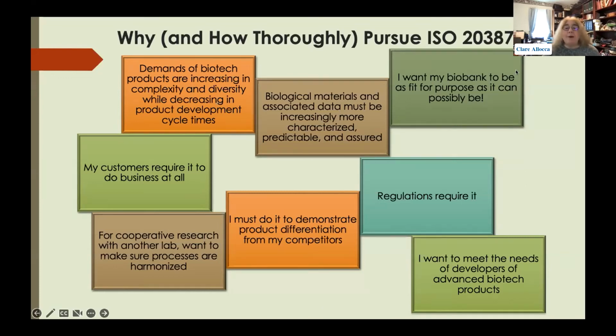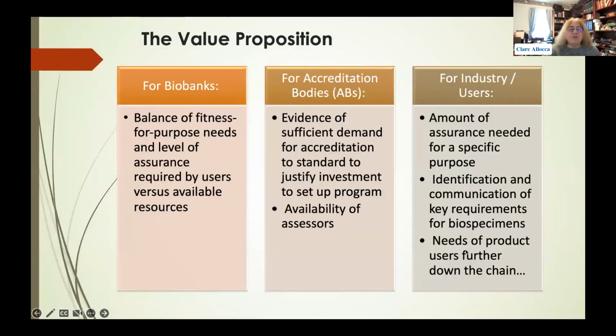If you might be a biobank and you want to be as fit for purpose as you can be, regulations at some point may require it. From a business standpoint, we may want to use accredited materials because it demonstrates product differentiation from one's competitors. So there are a number of broad reasons why somebody might do this.